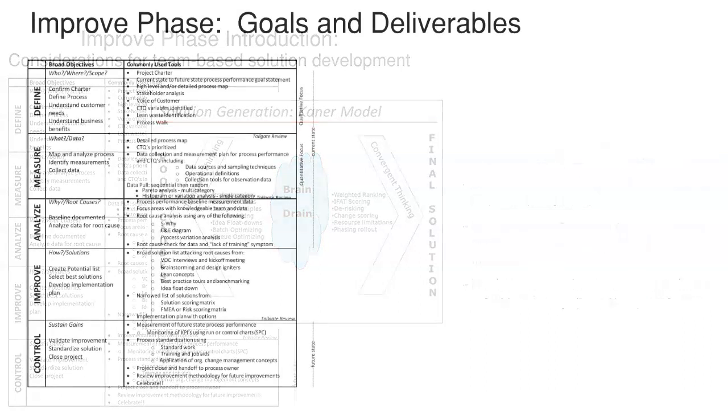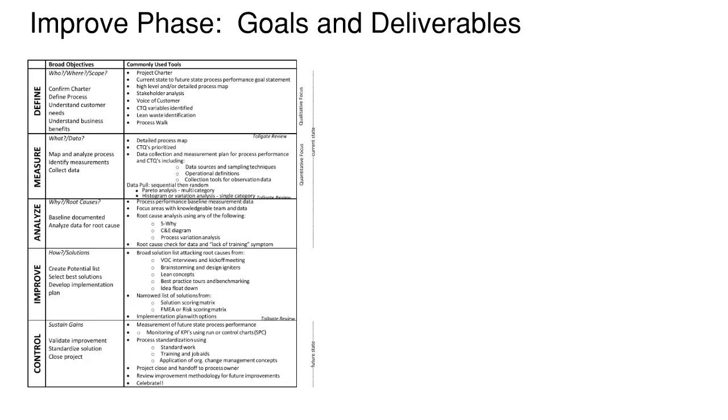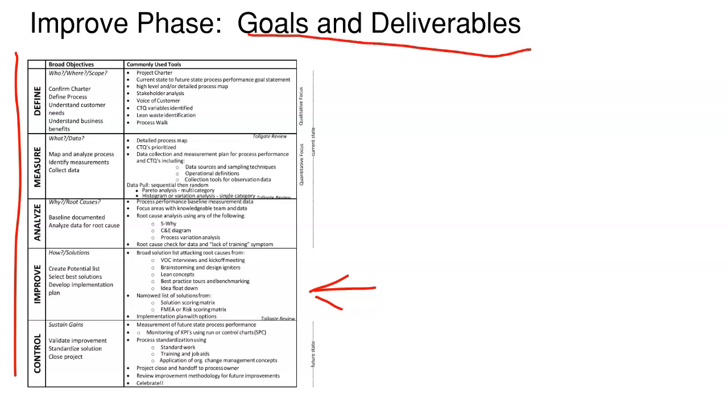So I've cleaned up my screen just a little bit, and we've seen this summary sheet before. This is a list of some of the common tools and activities or broad objectives that each one of the phases in a DMAIC style project should produce. And when I get to the beginning of the improve phase, I like to have a quick check-in with my team just to remind them of what the goals and deliverables are. And I'm going to blow up this screen just a little bit.